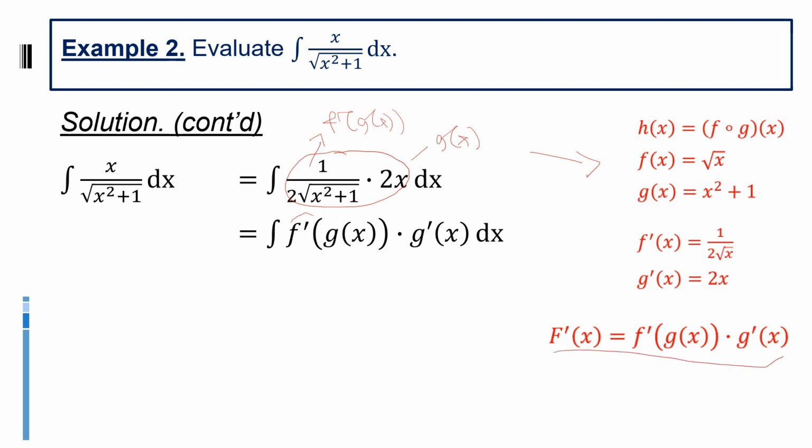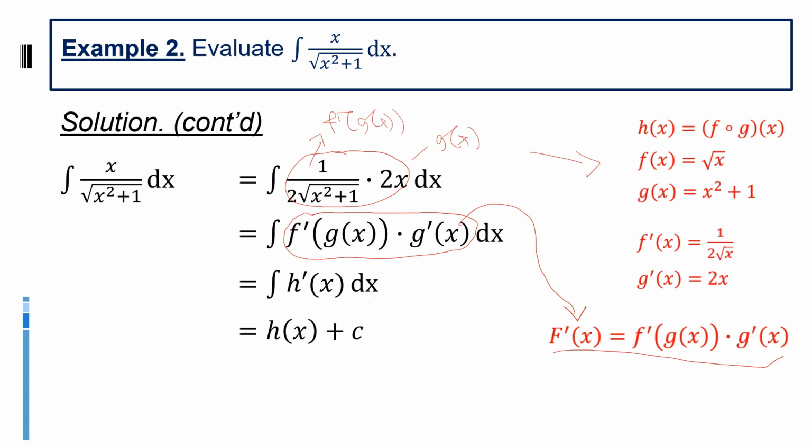Then, etong part na to is actually equal to this part. But in this case, diba, h ang ginamit nating variable. So, I can say that this is equal to the integral of h prime of x dx. Pero ano nga ba yung integral ng isang derivative? That is just the function itself. So, h of x plus c. Therefore, the integral of x over square root of x squared plus 1 dx is just equal to the square root of x squared plus 1 plus c.